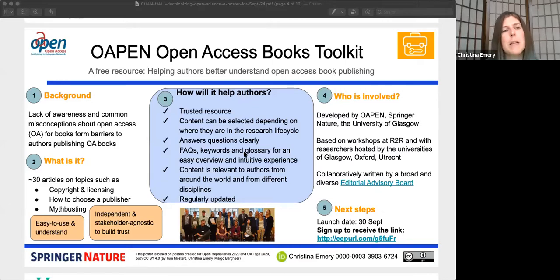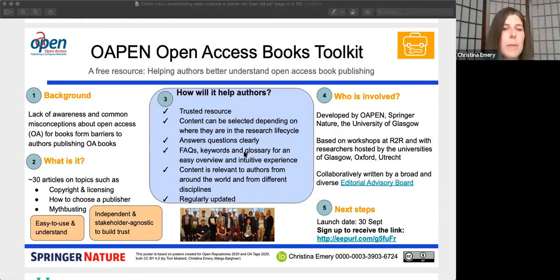In case you're unfamiliar with OAPEN, they are a not-for-profit organisation based in the Netherlands that works with publishers worldwide to build a quality-controlled collection of open access books through the OAPEN library and the directory of open access books.